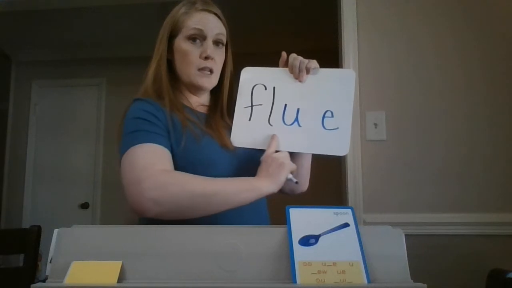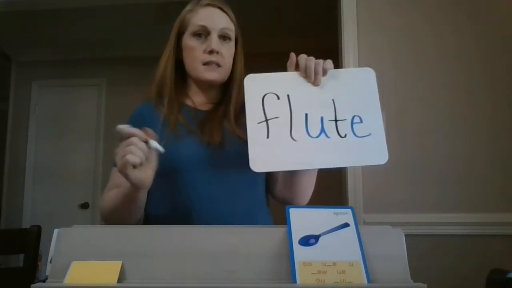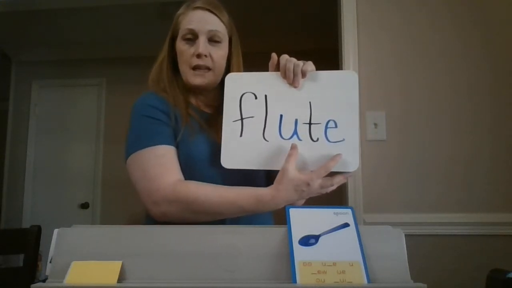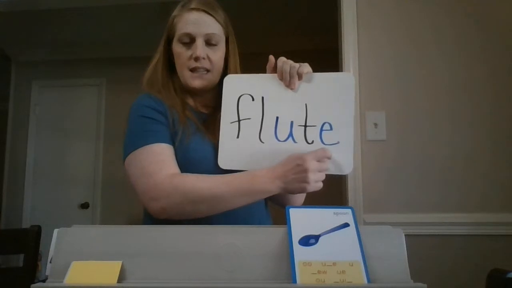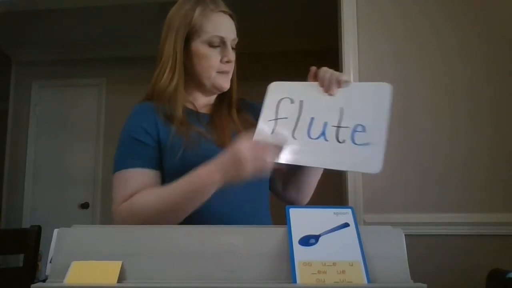Ooh, fl, ooh, t, flute. This word has our U blank E, that T goes in the middle. We have a silent E over here. Flute, flute.